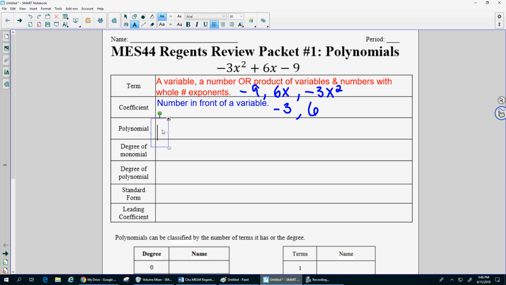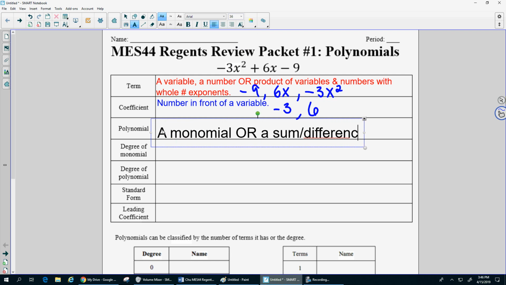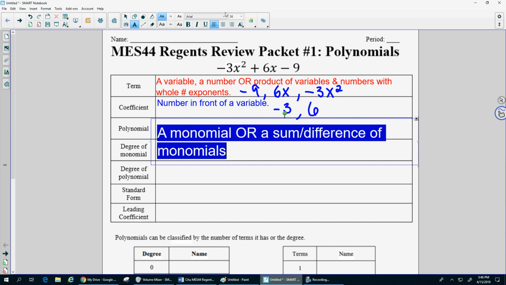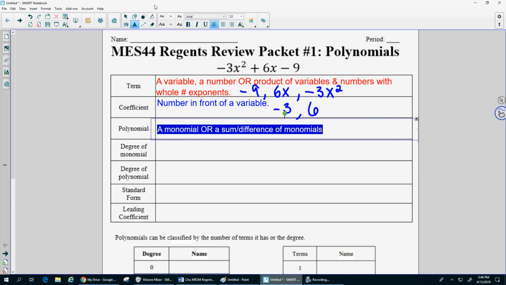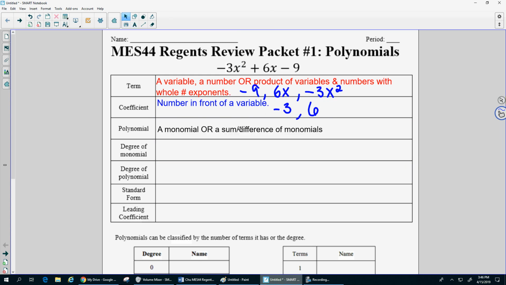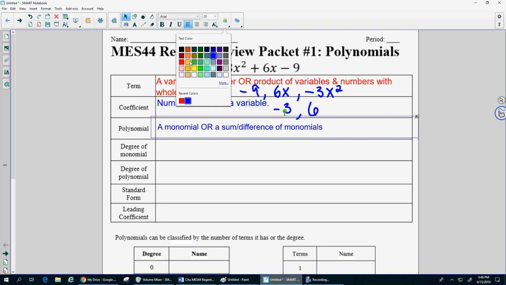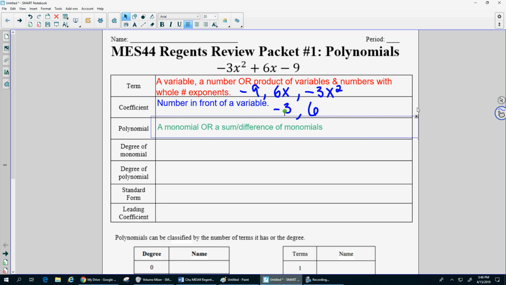Polynomial we define as a monomial or a sum or difference of monomials. So up here we have an example of a polynomial. It's made up of a bunch of monomials. Monomials are different terms which we just defined above. Degree of monomial is going to be the sum of the exponents of the variable.